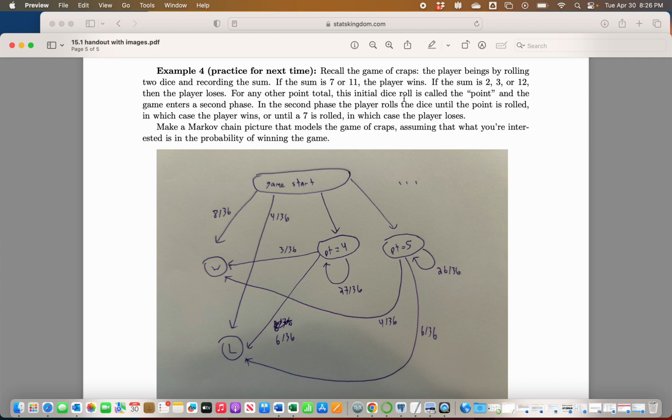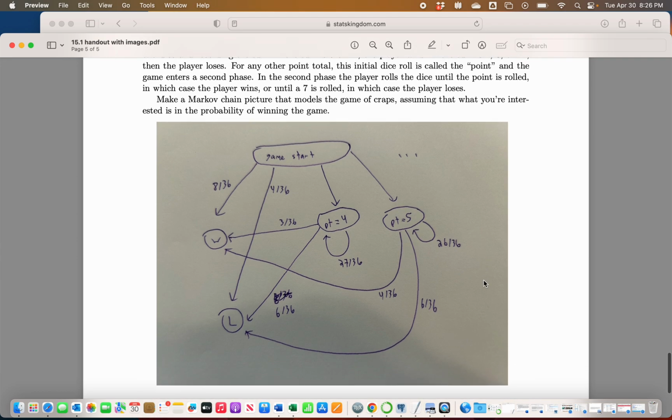So if you don't remember the rules, you roll 2 dice. If you roll a sum of 7 or 11, you win immediately. If you roll a sum of 2, 3, or 12, you lose immediately. Otherwise, that initial dice roll sum is the point, and you go into a second phase where you keep rolling until you roll the point, in which case you win, or you roll a 7, in which case you lose. So you can model this game with a Markov chain like this.